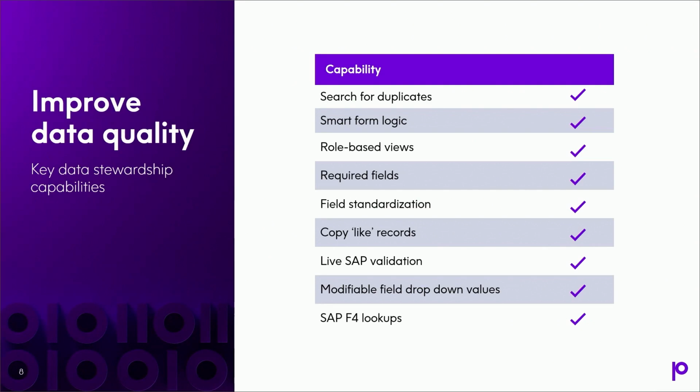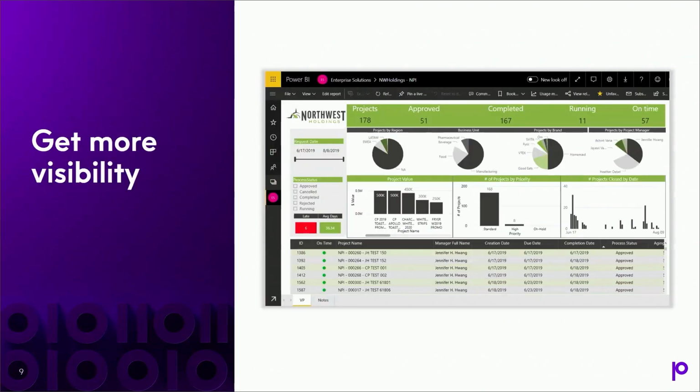Here are some key data stewardship capabilities that will improve the quality of your data. Just to highlight a few, you can search for duplicates against SAP. You can easily configure required fields. You can do a live data validation against SAP, and you can configure SAP F4 lookups within the form itself. Through the use of a dashboard, you get more visibility into the process, which helps you manage your product launches more effectively.